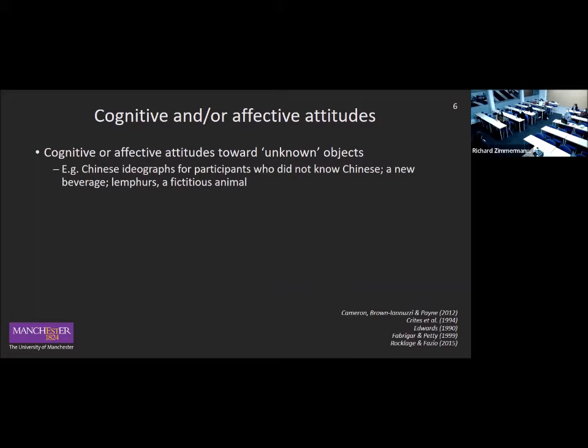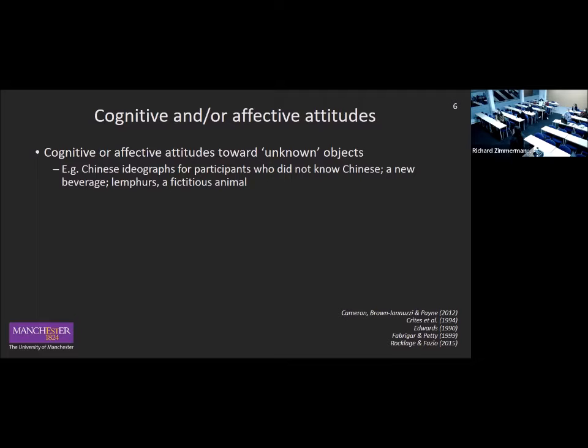Now, I have unknown in single quotations there because while lemurs are an unknown animal, you don't know what it is, and a new beverage may be unknown, you still have attitudes towards beverages, and you still have attitudes towards animals that may resemble a lemur, let's say. So I think a better word is maybe unfamiliar.